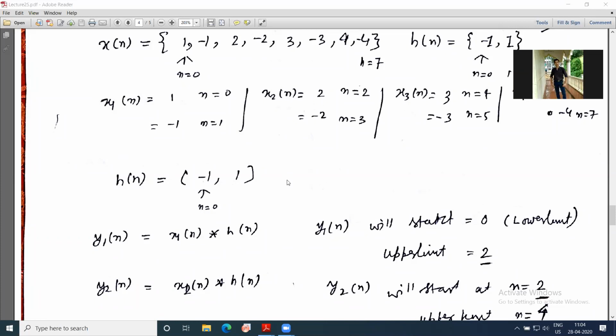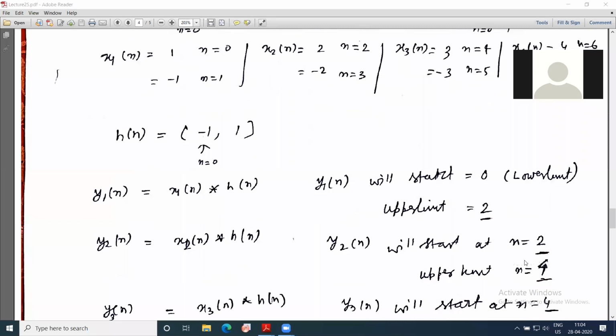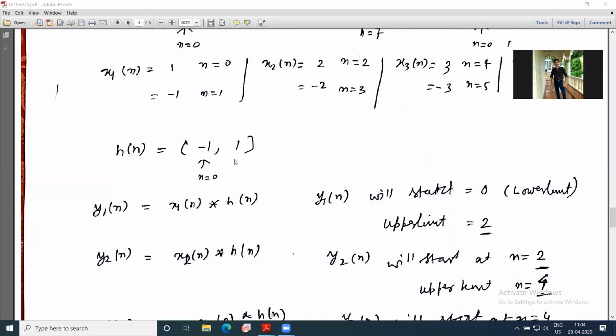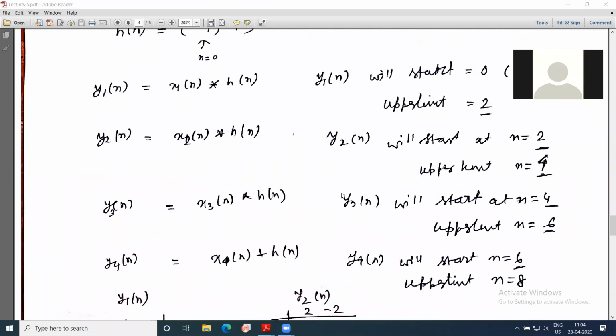Yes, sir. Now tell me the limit of y2. What is the limit of y2? Look, tell me. 2 plus 0 is 2, so 2 to 4. 0 plus 2 and 1 plus 3, yes, that will be it. Then the next one is 4 to 6. Then the next one is 6 to 8. Did you understand?